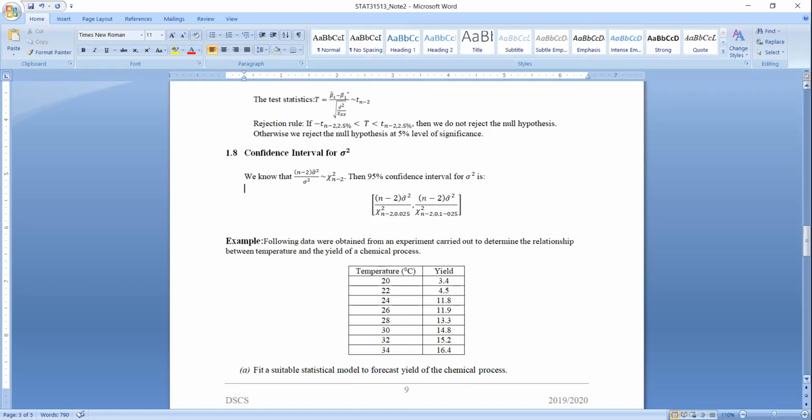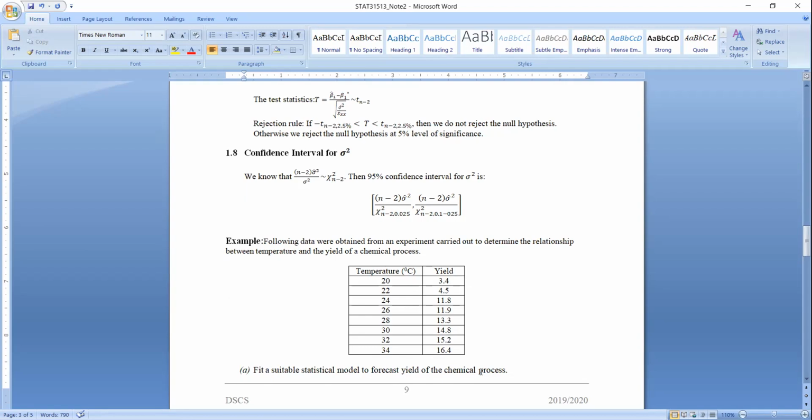So you can see the following data were obtained from an experiment carried out to determine the relationship between temperature and the yield of a chemical process. So you have to fit a suitable model to forecast the yield of the chemical process. So you have two variables. They have conducted this chemical process using different temperatures, and they have recorded the yield. So we have to check the relationship between the temperature and the yield, and we have to construct a model to forecast the yield.